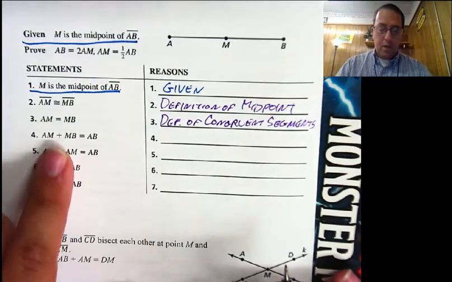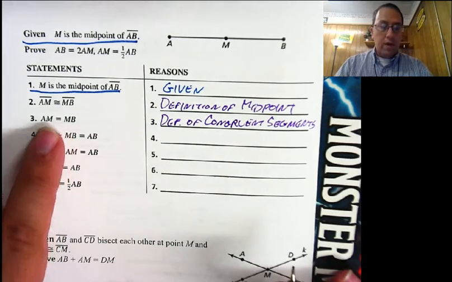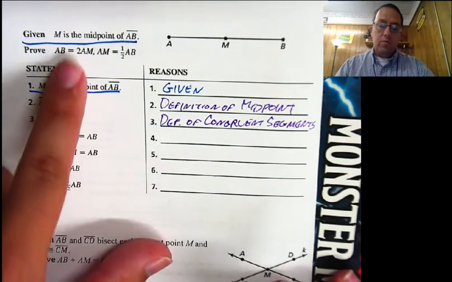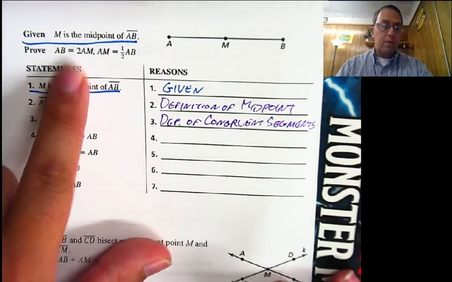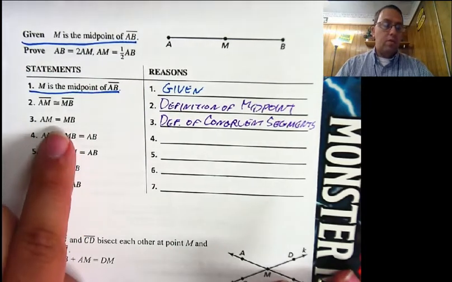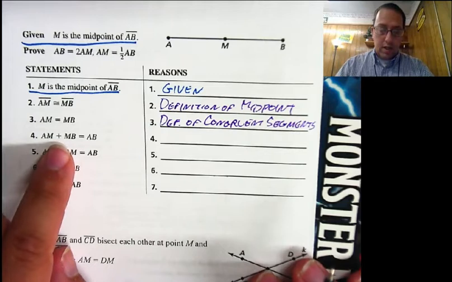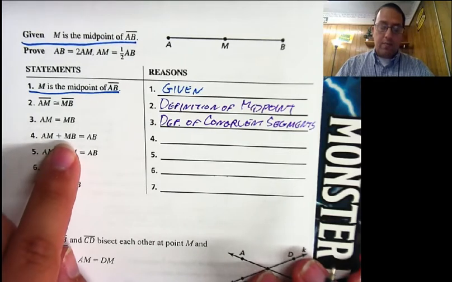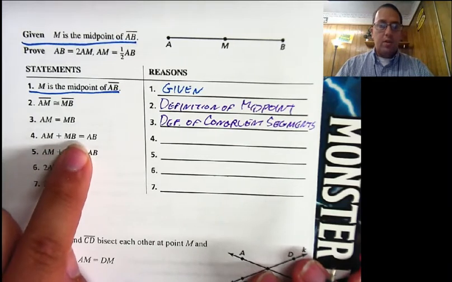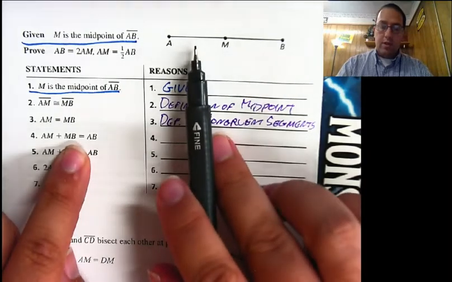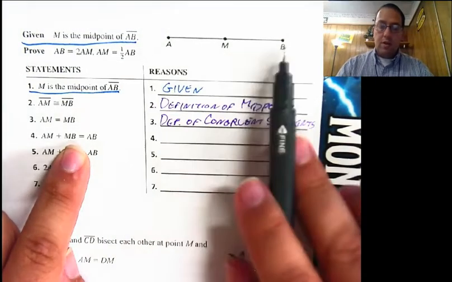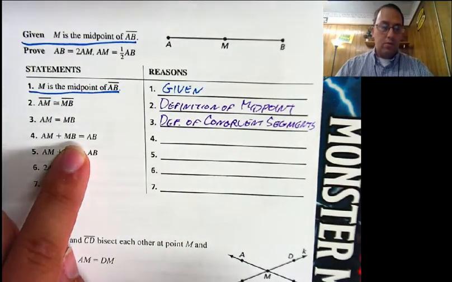So now I know that those are congruent. Why did we want to talk about the measurements? Well, because that's what we have to prove. We have to prove things about the measurements, so we need to get it to where we're talking about the measurements. Next we have that the length of AM plus the length of MB equals the length of AB. So the length of this piece plus the length of that piece equals the length of the whole thing. How do we know that's true?